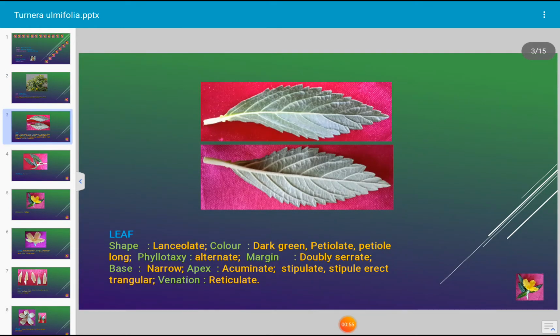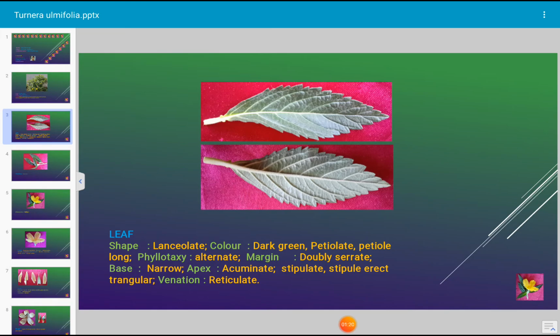Next, these are the leaves of Turnera ulmifolia, family Passifloraceae. Shape of the leaf is lanceolate. Color of leaf is dark green. Petiole is present, that means the stalk of the leaf is present. If the petiole is present, the leaf is described as petiolate, and the petiole is long and thick green.